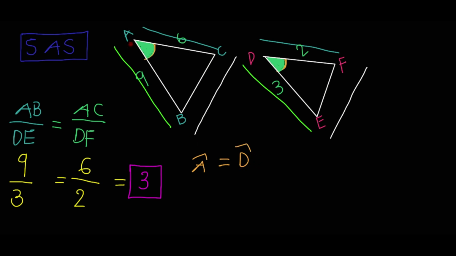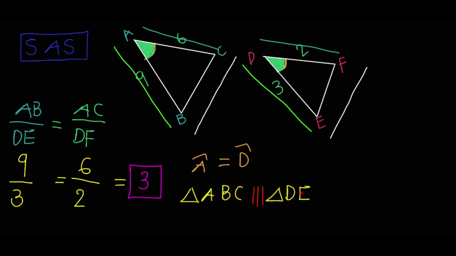Therefore we can prove that two corresponding sides have equal ratios, and then the included angles are equal. This means these triangles are similar. In conclusion we will say triangle ABC is similar to triangle DEF.